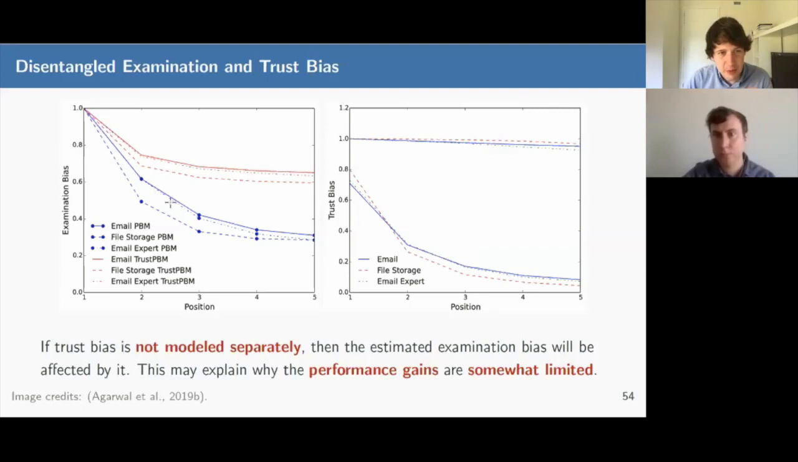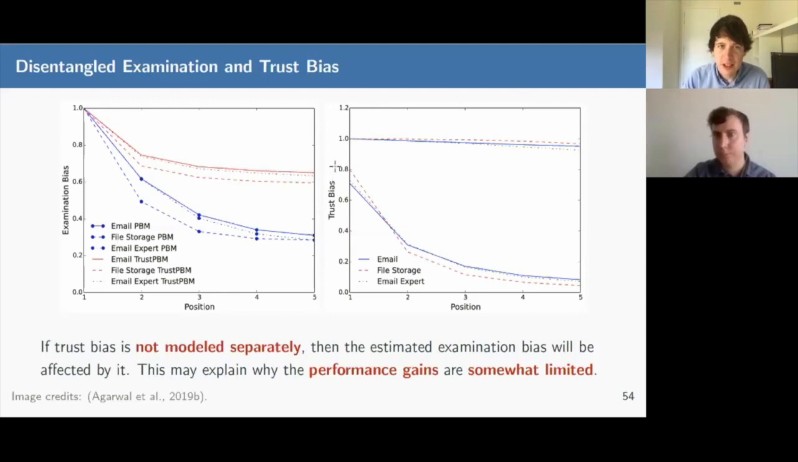So here we have the position-bias-only model, and we see that examination bias drops very quickly, right? It goes from 100% to 60% in the next position and continues to drop. The trust bias model gets a very different examination bias. It still drops, but it doesn't drop as heavily. So it still thinks that a lot of these positions are actually still examined, which is very different from what the other model thinks. And the reason it can do this is because it also has the trust bias.